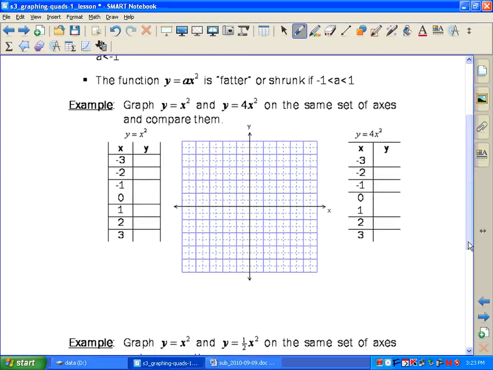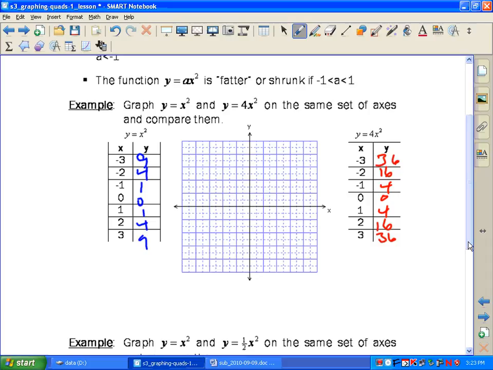This should be straightforward again. 9, 4, 1, 0, 1, 4, 9. Then we got 4x squared. We just multiply all those numbers by 4. So that's 36, 16, 4, 0, 4, 16, 36. Negative 3 squared, 9 times 4, 36. Same thing with all the other ones.